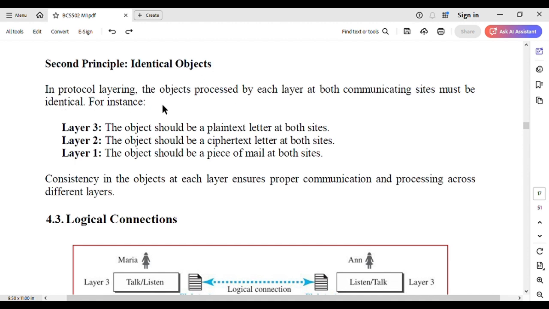In protocol layering, the object processed by each layer at both communicating sides must be identical. For instance, in layer 3 the object should be a plaintext letter at both sides. In layer 2, the object should be a ciphertext letter at both sides. In layer 1, the object should be a piece of mail at both sides.